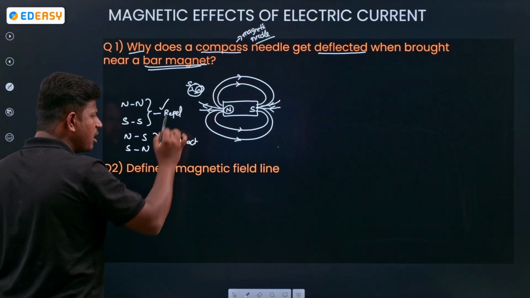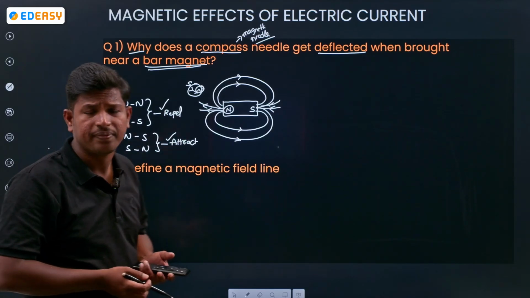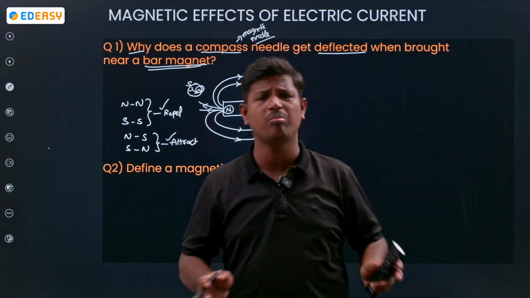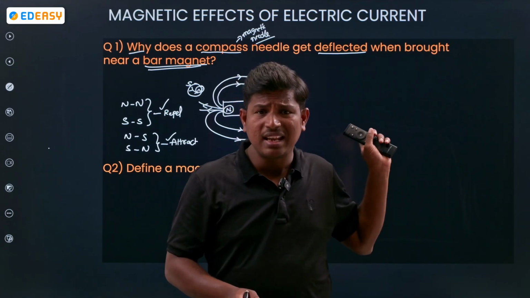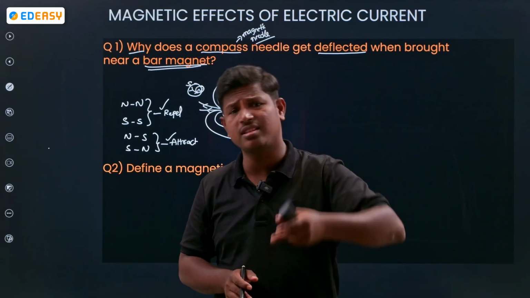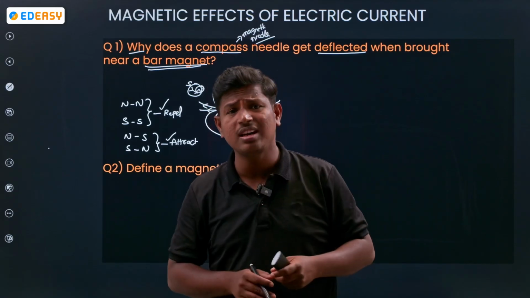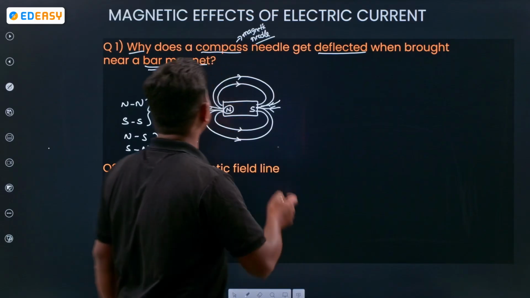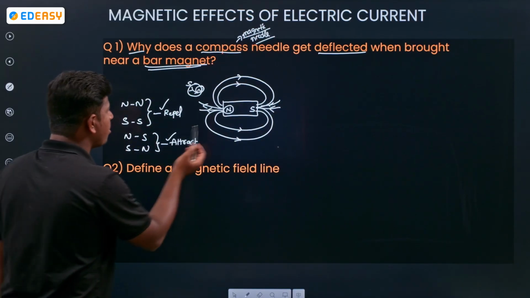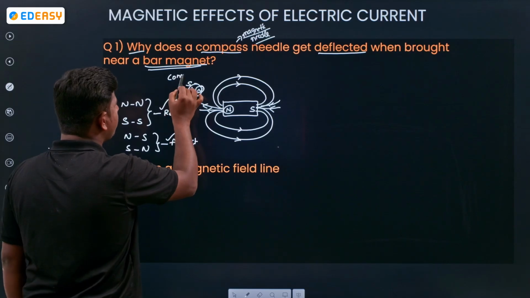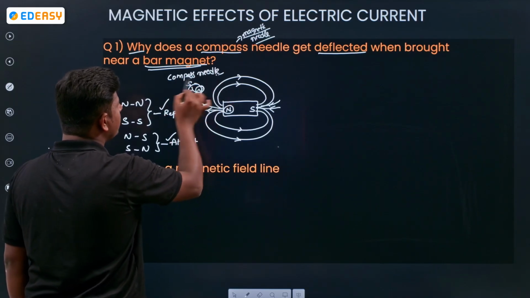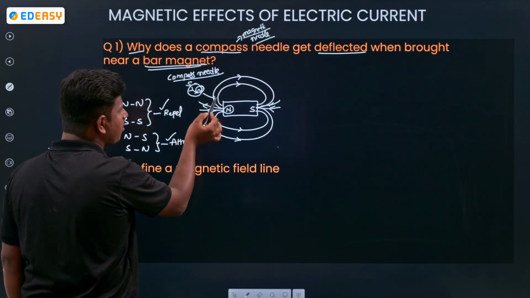So whether it is repel or attract, whatever it may be, is the magnetic needle responding or not? Yes, the compass needle is responding. Why is the compass needle responding? Because it is also made up of a magnet only. Why is it responding? Because it enters into the field of a bar magnet.